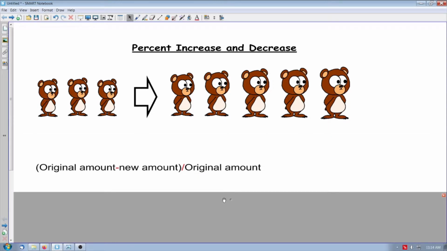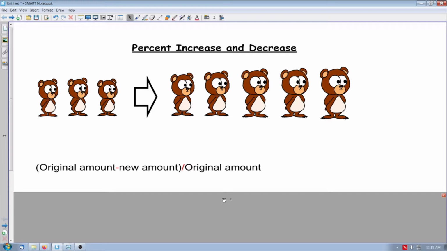The original amount minus the new amount divided by the original amount. So remember, order of operations, I put that in parentheses on the top of the numerator. You need to do that one step. You get an answer, you take that answer and you divide it by the original amount. What I mean by the original amount and new amount, the original amount is the amount you start with, and the new amount is the amount you end with.